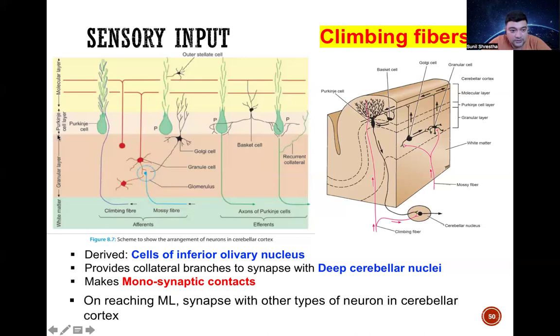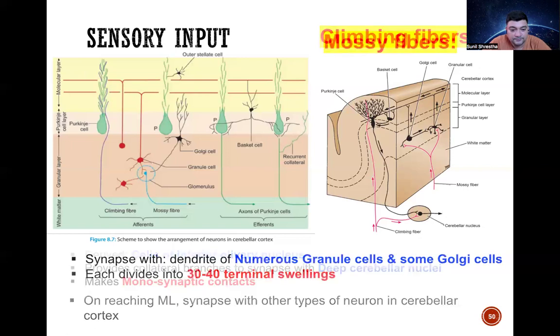Now, on reaching the molecular layer, it may synapse with the other types of neurons in the cerebral cortex. Here they might reach the molecular layer and get connected with the granule layer or stellate cells, and along with the Golgi cell as well. So there are different types of cells present in the molecular layer, along with other connections coming from the granular layer. The climbing fiber gets connected with those types of cells as well.